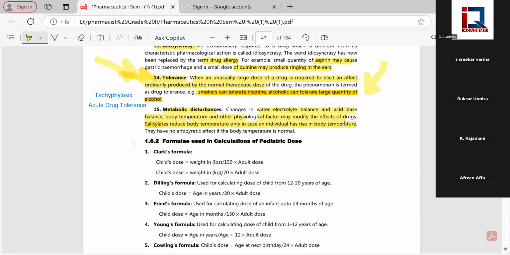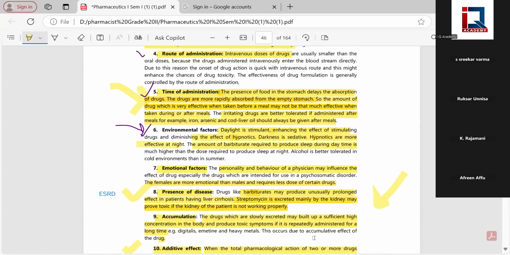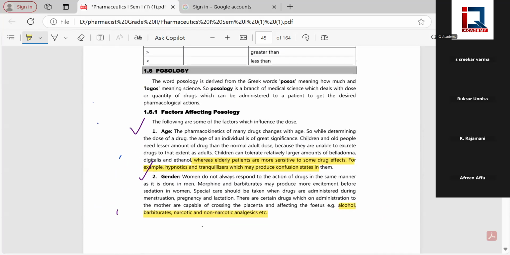There are certain drugs which will show an effect only when you have a certain disease. If not, they're not going to show any effect. So that is also going to matter during the designing of the dosage form. So remember the factors, please note them down. They might ask questions from these.